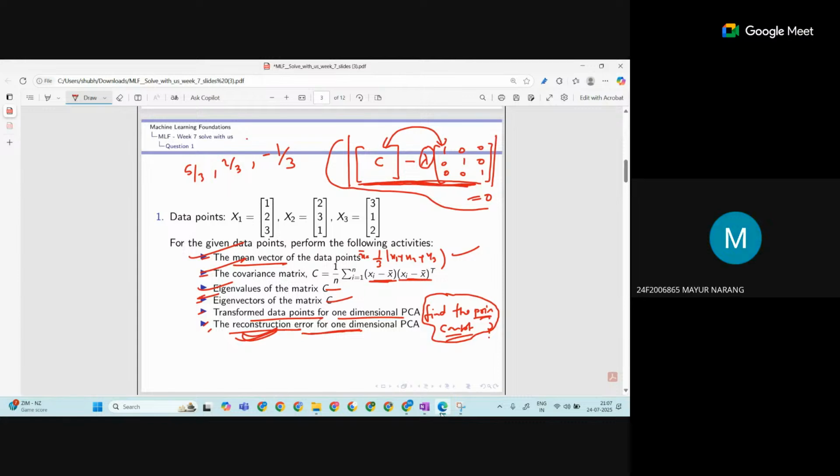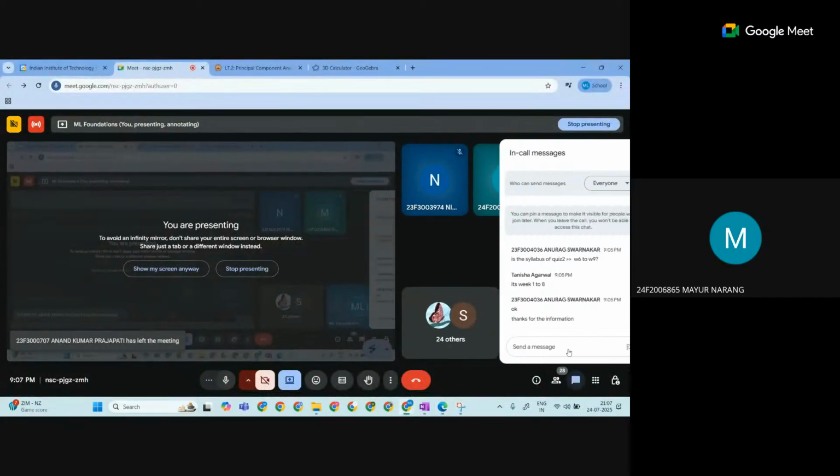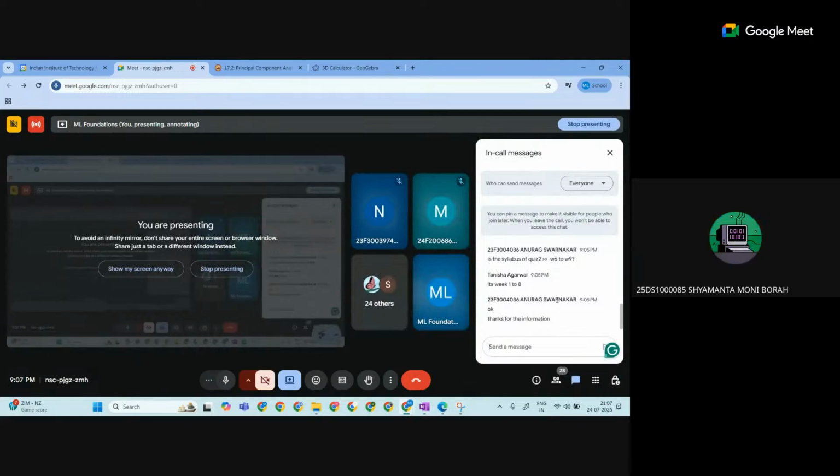Has anybody got the answer? Does anyone wish to share the answer? I have got only one eigenvector, working on the other two. Made some calculation mistake actually.